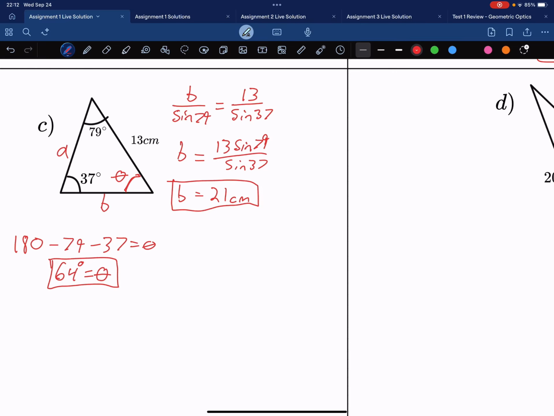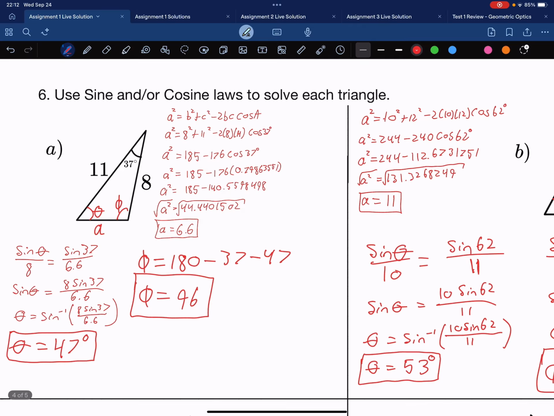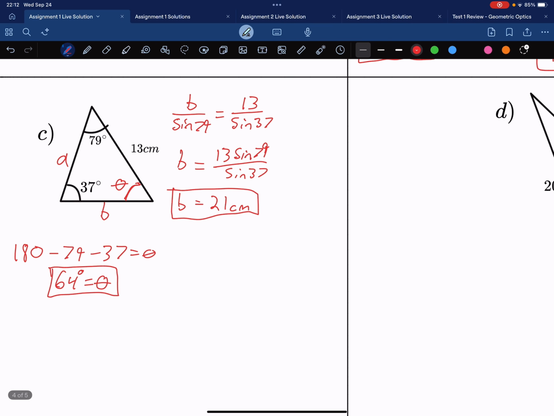Again, this whole question, I asked you to use sine and or cosine laws to solve each triangle. So even though I did not use either of the two laws to find this angle here, I did use a sine law to find side length B, and I am about to use a sine law to find side length A. So if you did something like this, I'd be perfectly happy with it.